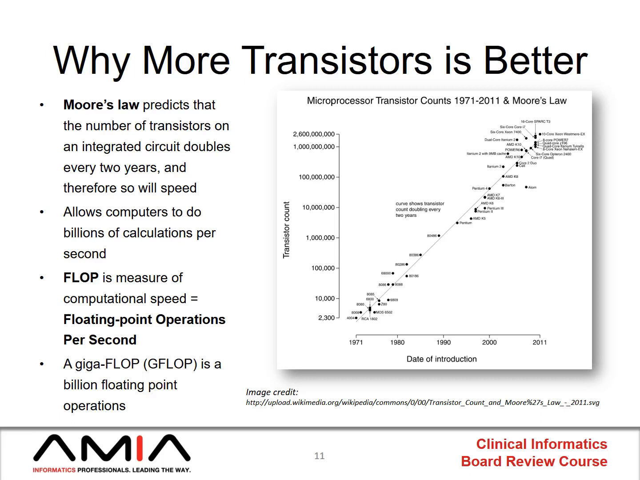These days, these processors can do billions of calculations per second, and they're so fast that we now count the number of mathematical operations in this unit of measure called a flop, which stands for a floating point operation. And so the number of flops per second is the number of floating point operations per second that a computer can do. And a gigaflop is 1 billion floating point operations.